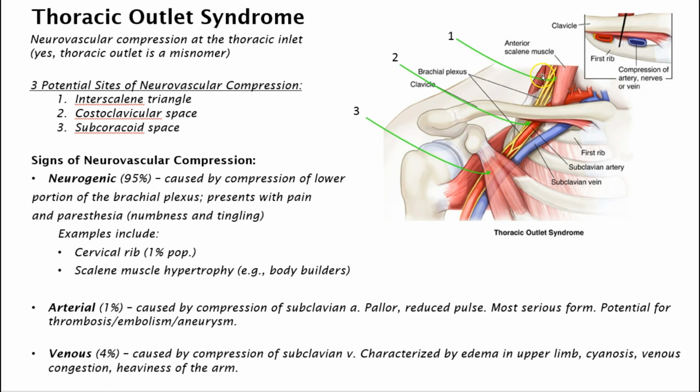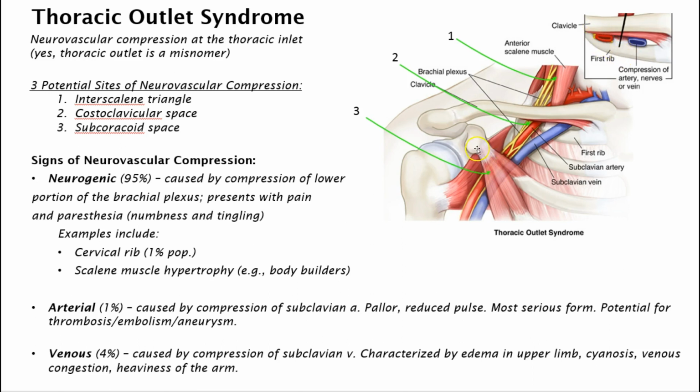So we have this interscalene area. Remember, we have the anterior scalene and the middle scalene, and between them is the interscalene area, and that's where the roots or maybe the trunks of the brachial plexus are coming out. Underneath the clavicle, between the clavicle and the first rib, is the costoclavicular space, so that would be up in here. And here's an inset showing this costoclavicular space.